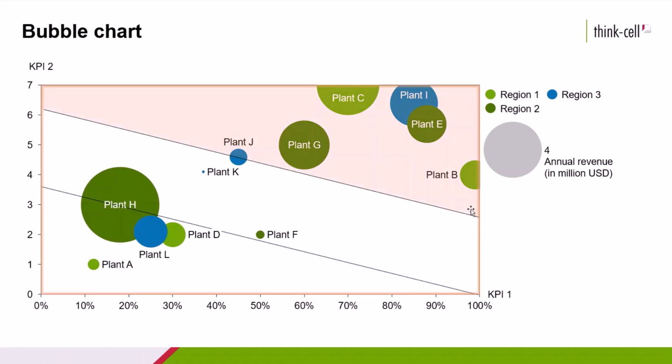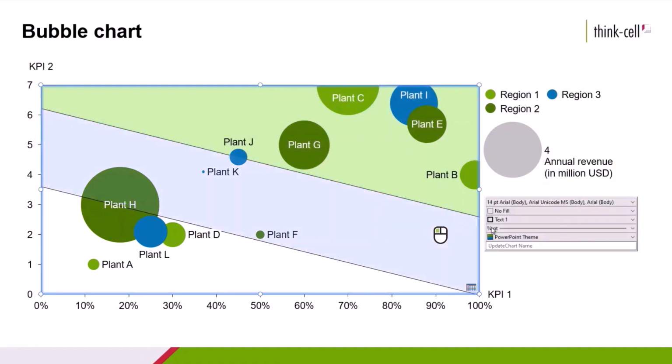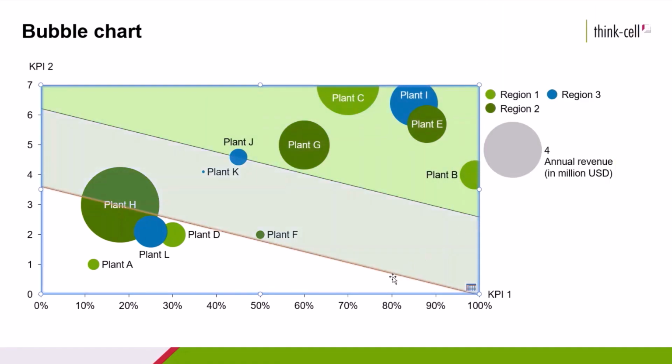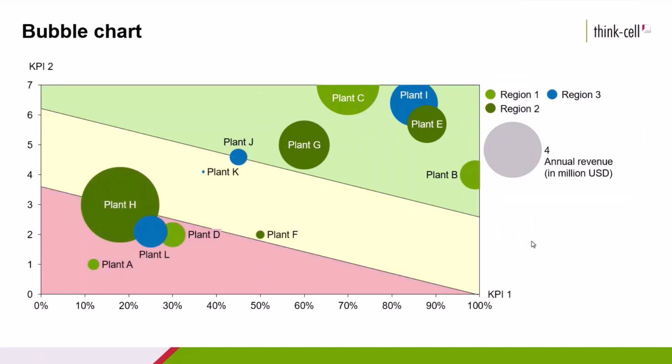Finally, highlight a partition of the chart by hovering your mouse over it, left-clicking onto it, and selecting a background color from the floating toolbar. Repeat this for other partitions. Now, you are done. Your bubble chart is complete.